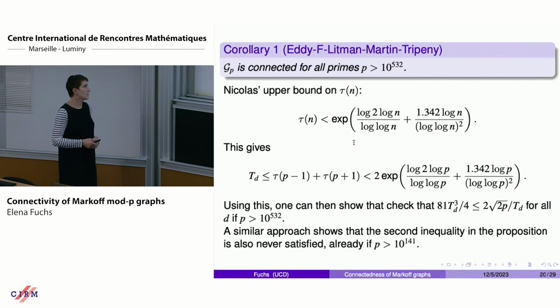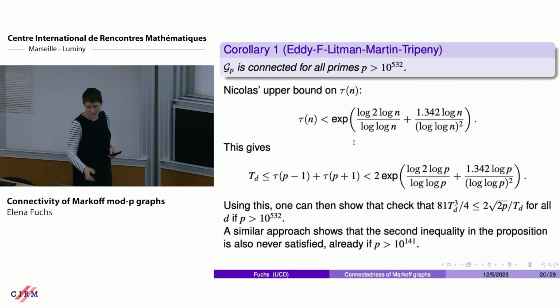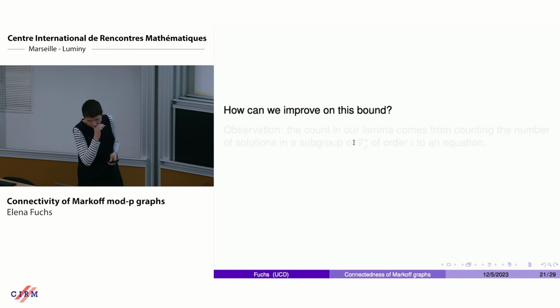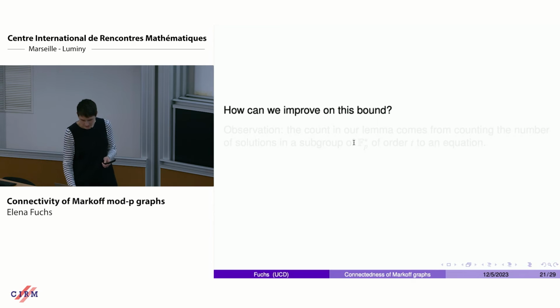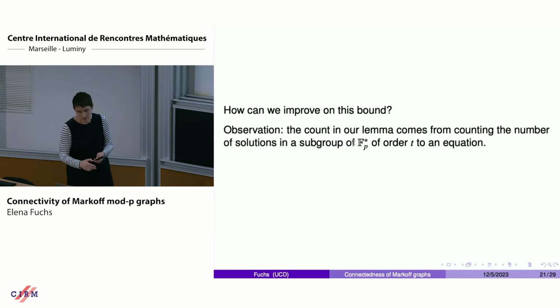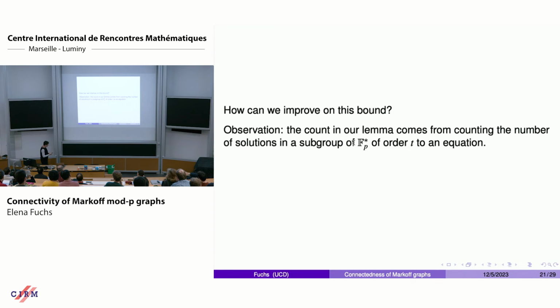Okay, so that's the first bound. How can you improve on this bound? Well, here's a natural observation. What we're doing, remember, when we're proving this proposition and using this lemma of ours, is we're counting the number of solutions in a subgroup of F_p star of order dividing p plus or minus 1, to this equation we had, right?